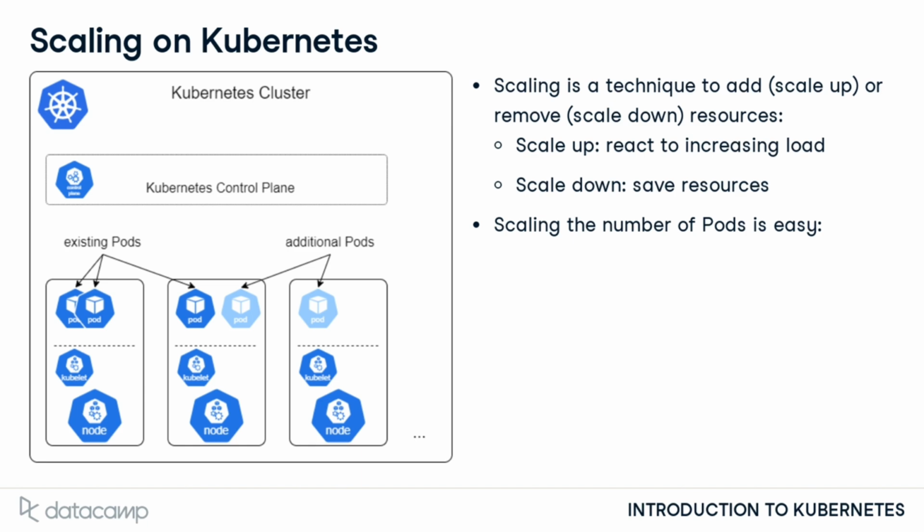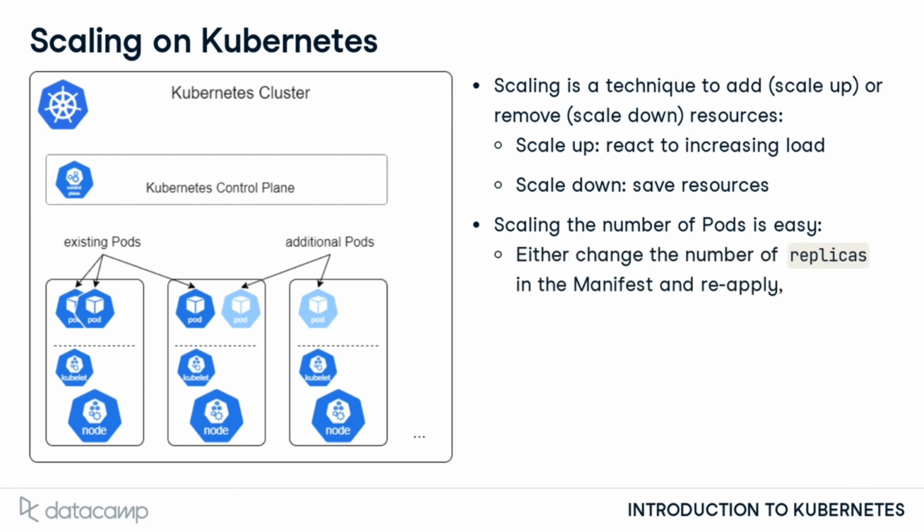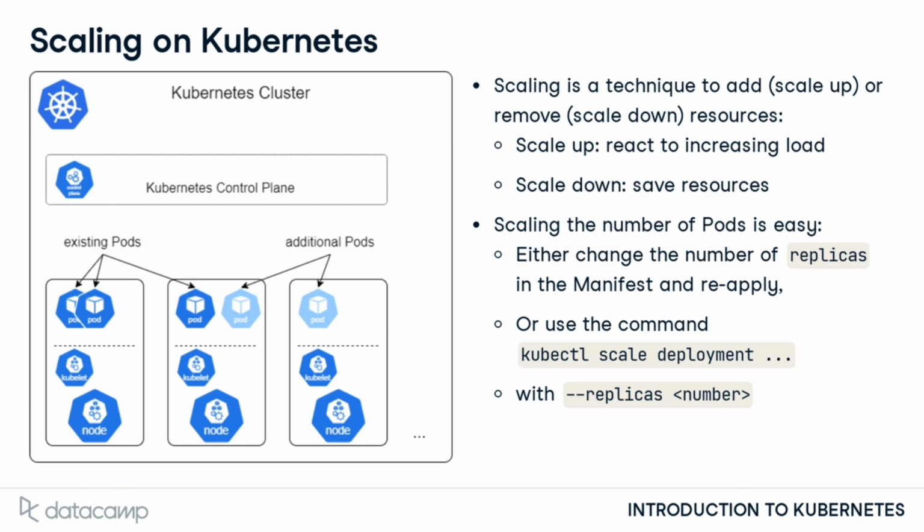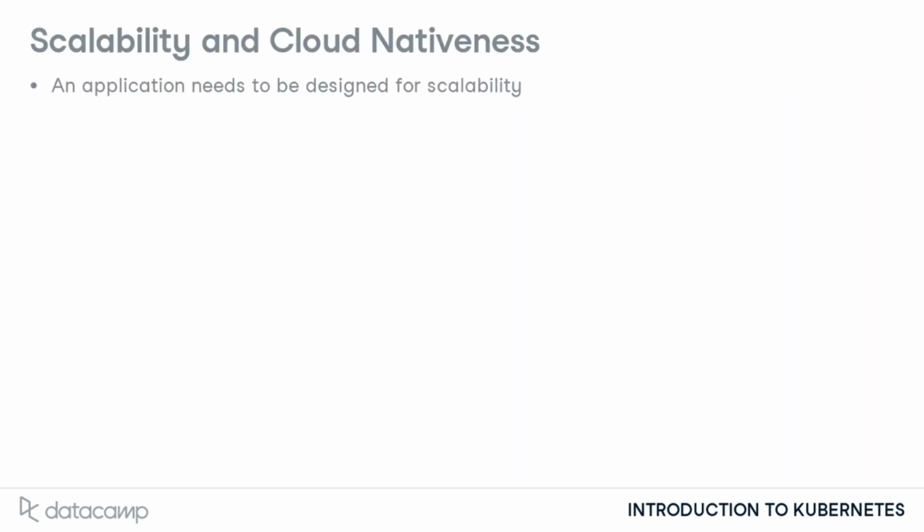Now, how do we scale the number of pods in Kubernetes? This is very easy. Either we change the number of replicas in the manifest and reapply it, or we use the command kubectl scale deployment with the command line argument --replicas. To be clear, applications need to be designed for scalability in the first place.